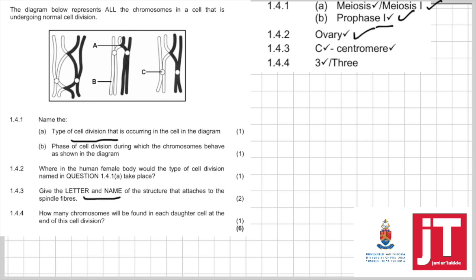1.4.3. Give the letter and the name of the structure that attaches to the spindle fibers. Now in the picture we know that it's the centromere, which is C, that attaches to the spindle fibers. And then 1.4.4. How many chromosomes will be found in each daughter cell at the end of the cell division? Now can you see in the picture there are 6 chromosomes. At the end in each daughter cell, there will obviously be 3 chromosomes because that's what meiosis does. It reduces the chromosome number.